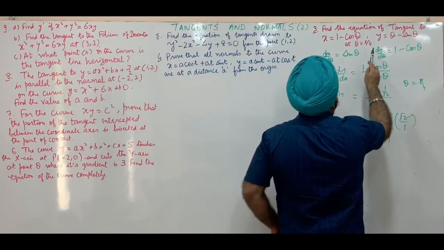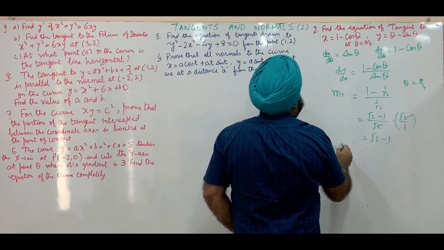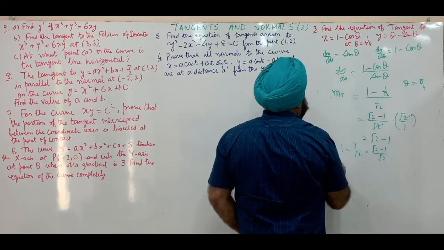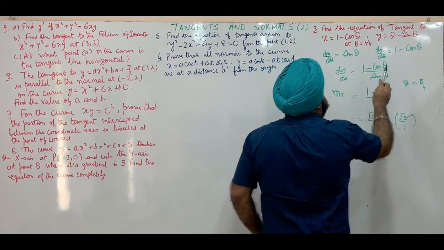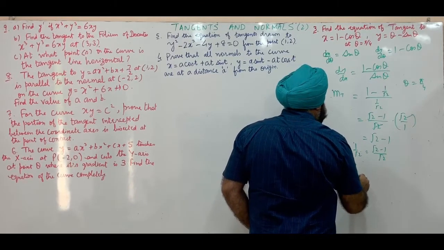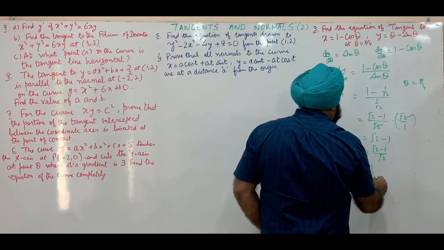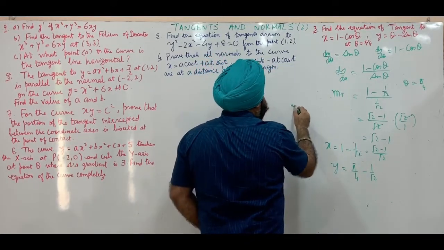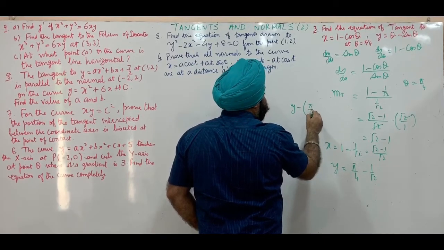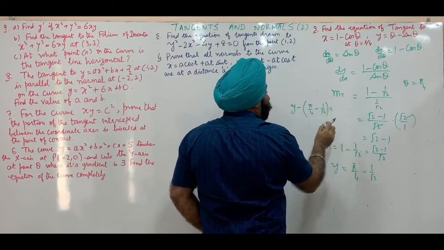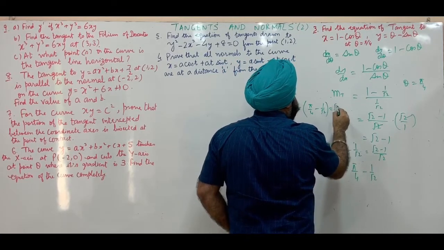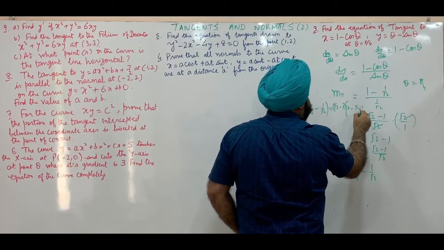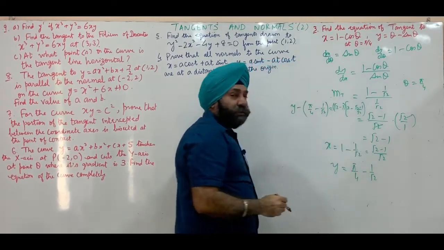Now theta is equal to pi by 4 means x is 1 minus cos pi by 4, 1 minus 1 by root 2, root 2 minus 1 by root 2, and y is equal to theta, pi by 4, minus sine pi by 4, that is 1 by root 2. So this is the x coordinate, this is the y coordinate. Y minus y1, pi by 4 minus 1 by root 2. This is the slope of tangent, root 2 minus 1 into x minus x1, that is root 2 minus 1 by root 2. This is the equation.